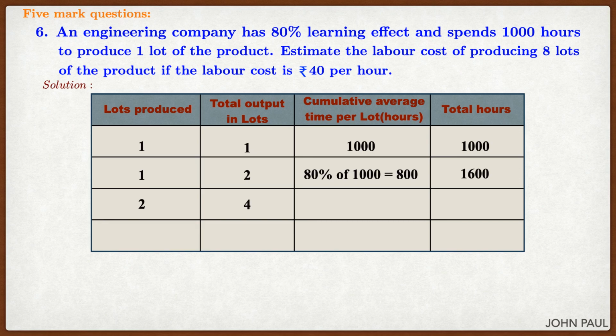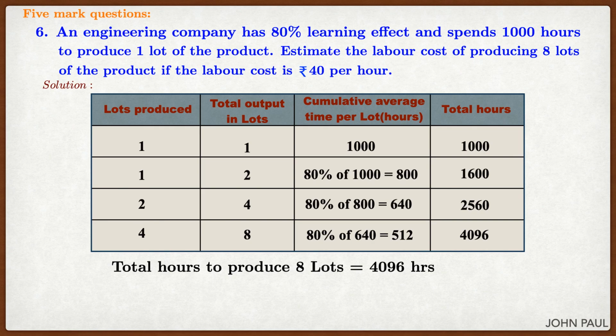Next we produce 2 lots, 2 plus 2 is 4, 80% of 800 equals 640. Now multiply 640 into 4, which is 2560. Total lots produced is 8, 80% of 640 equals 512. 512 into 8 is 4096. Total hours to produce 8 lots equals 4096 hours.